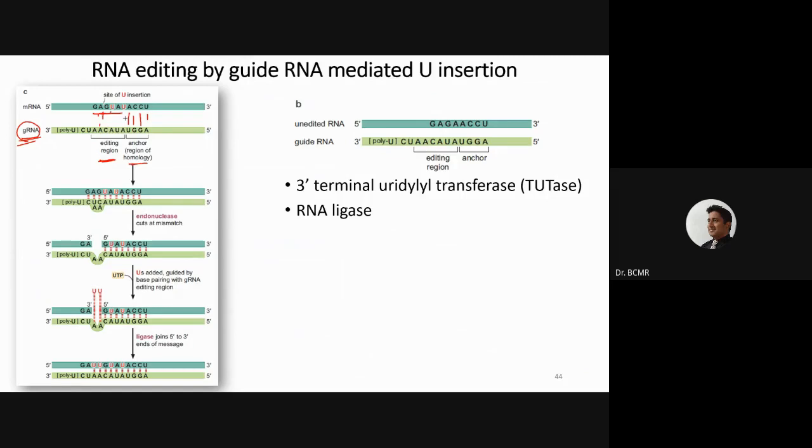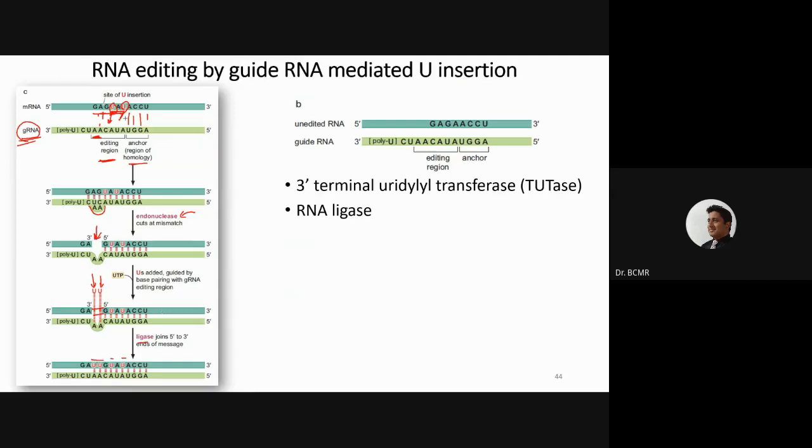Once it binds here, this U and this U here do not have complementary base pairing partners. Or you can see that when they base pair, these two adenines form a small hairpin like this. And that is where an endonuclease makes a cut here. Now two uridines can be added in this place, and then ligase joins it. Previously we had only two uridines, and now you end up with two additional uridines.